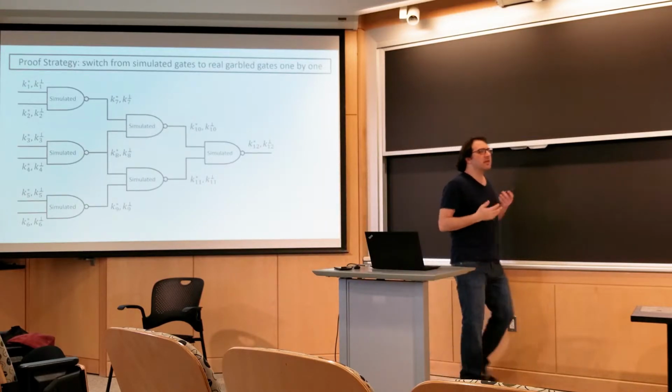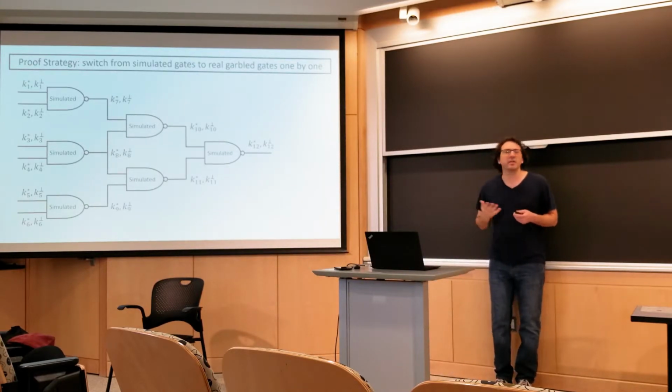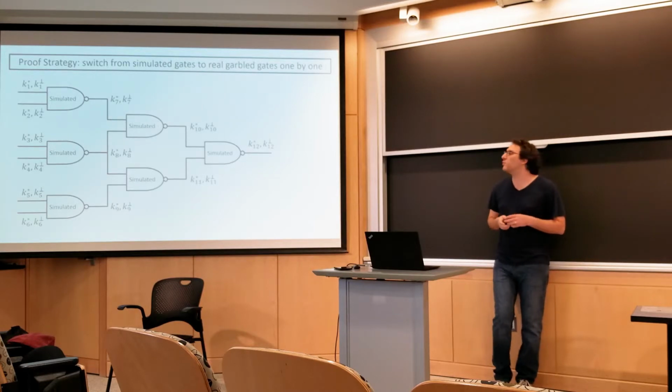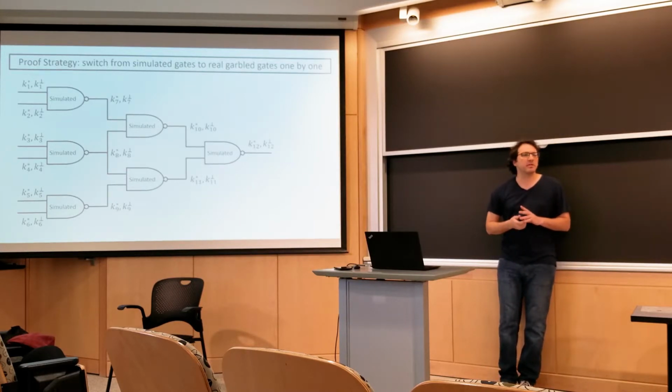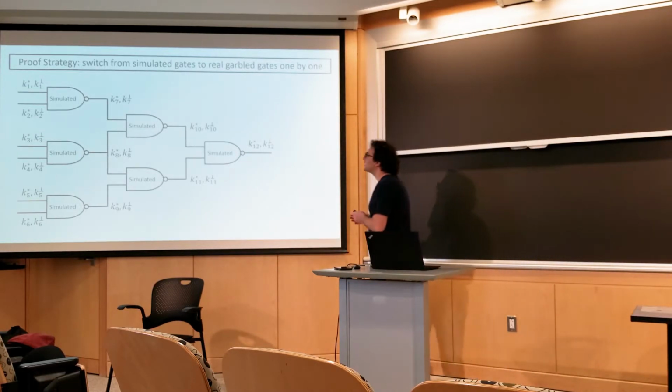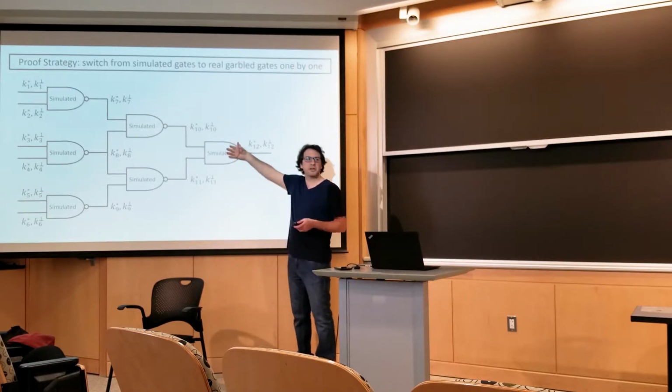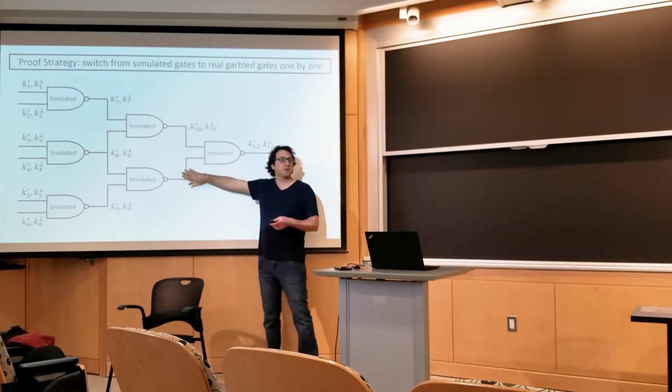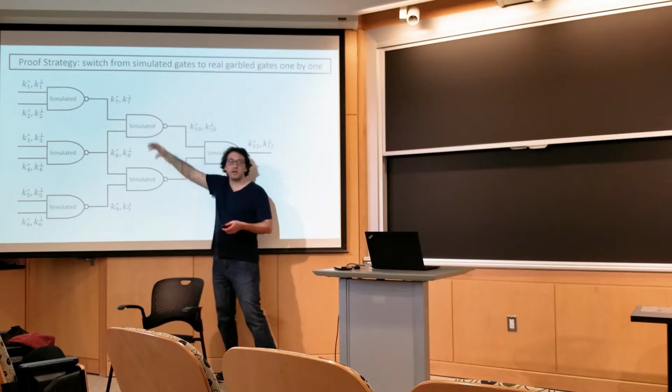So it sounds kind of straightforward and technical. You just go over the gates one by one. But it turns out that it's really important here the order in which you do these hybrids. So what do I mean by that? You can start by changing this gate from simulated to real. All the other gates stay simulated. And then do this one, and so on.